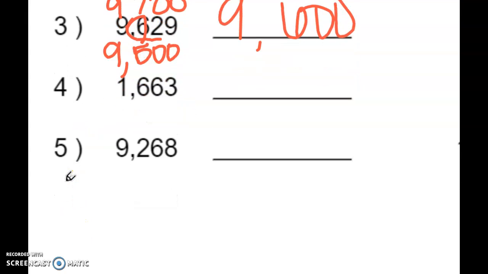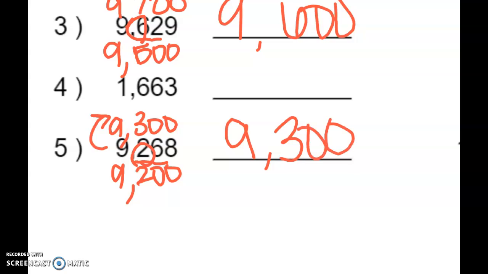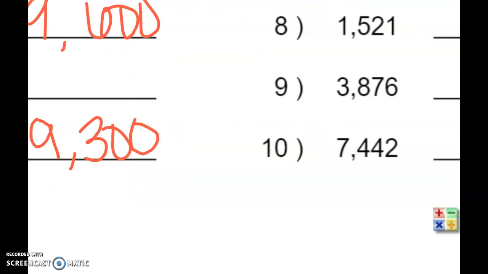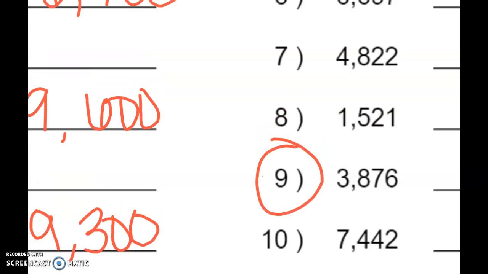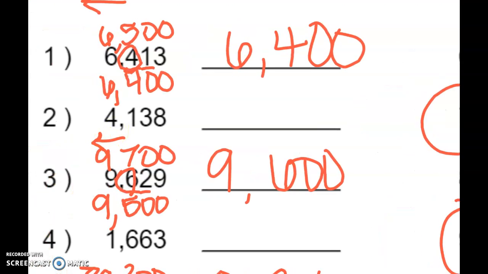Number 5, find the place. I can go ahead and write my hundreds right there. The next hundreds would be 300, and everything to the left stays the same. Find the place, look next door. It's a 6. Is that 5 and above? Give it a shove, or 4 and below, let it go. That's 5 and above. I'm going to give it a shove to 9,300. On your own, you will have to answer number 9 and number 7. And then you'll be complete for your rounding practice.